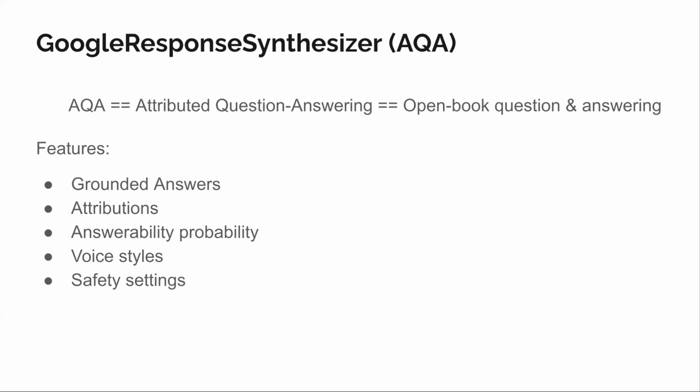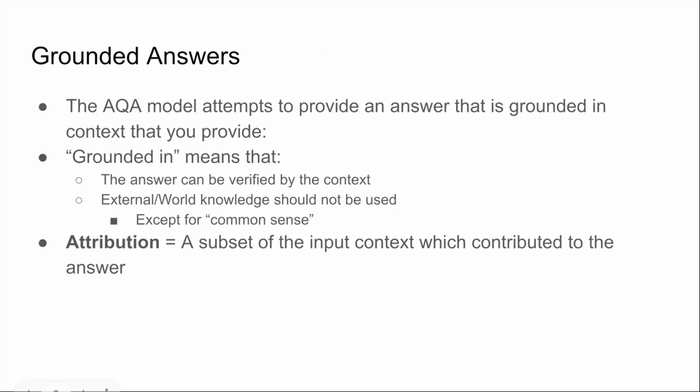I want to double click a bit into some of these to introduce you to what these features really mean. Started with grounded answers. Grounded answers means that the AQA model attempts to give you an answer that is grounded in the context that you provide. By saying the response is grounded, it means that the answer can be verified by the context, and that external world knowledge that's not explicitly provided to the model is not used, except for things that are really common sense.